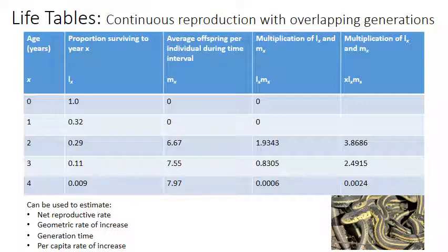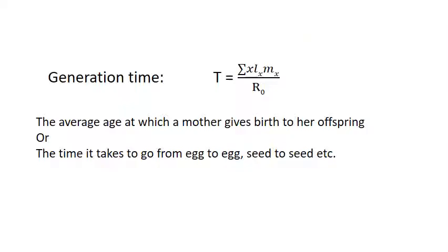So we can again use this data to model other elements of the population, things like generation time and per capita rate of population increase. Generation time is calculated as the sum of that final column divided by net reproductive rate. Generation time is the average age at which a mother gives birth to her offspring, or the time it takes to go from egg to egg or seed to seed, etc. So to go from one generation to the next.